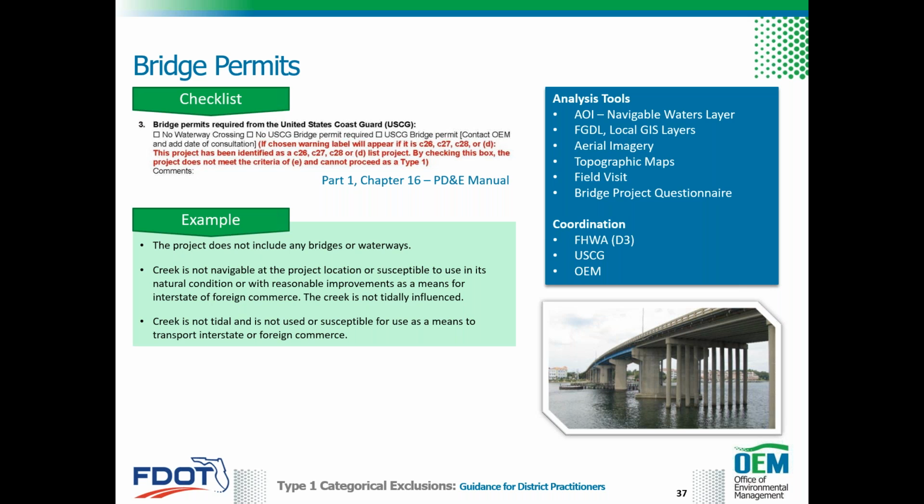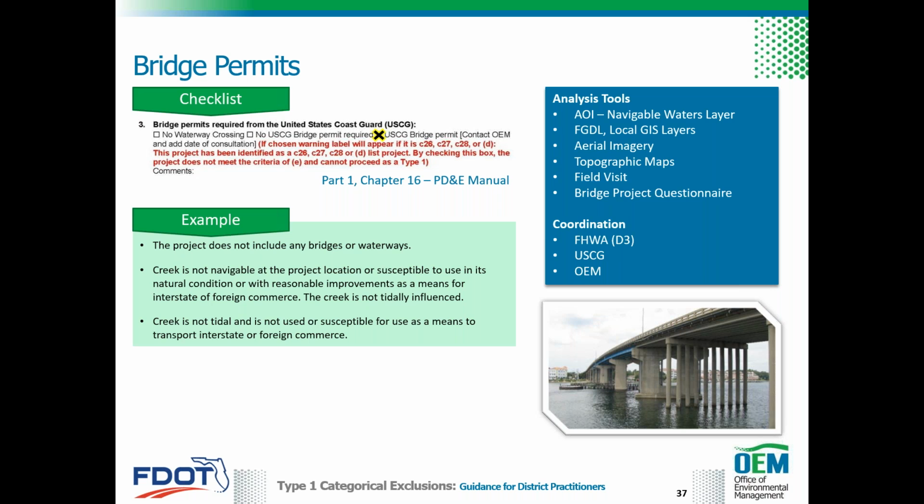And just to let you know, navigable waters are those waters that are subject to the ebb and flow of the tide and/or are presently used, have been used in the past, or may be susceptible for use to transport interstate or foreign commerce. Now, if a navigable water is identified, a bridge project questionnaire may be required or requested to determine if a bridge permit is going to be needed. If needed, a bridge project questionnaire is usually sent to the Coast Guard, or in the case of FDOT District 3, it's sent to the Federal Highway Administration for a determination.